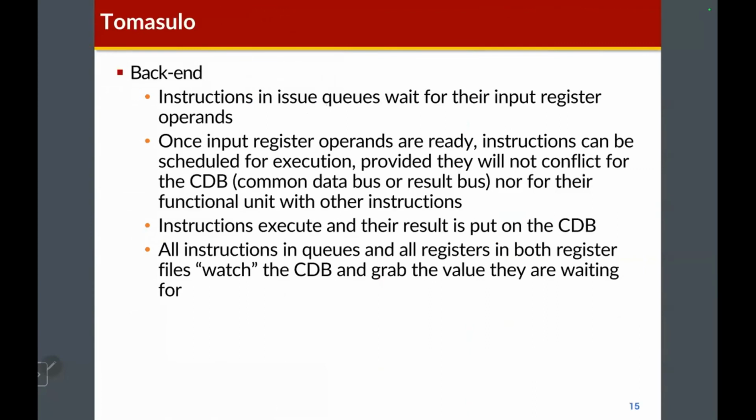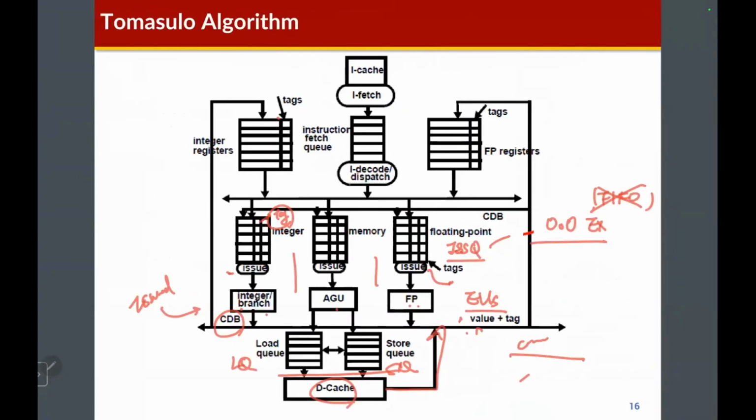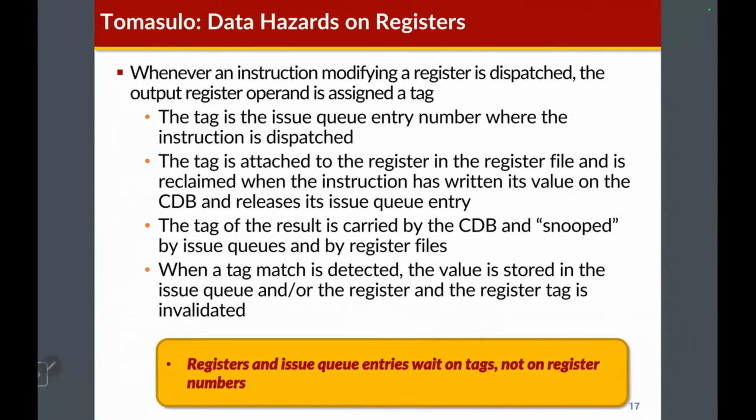That is the backend. The backend is composed of the issue queue, the issue engine, the execution units, then memory, and then the common data bus. This is the backend part of the Tomasulo algorithm. I already explained this part here, and I hope you can understand how these components work in the Tomasulo algorithm. And then let's see how the tag is handled.